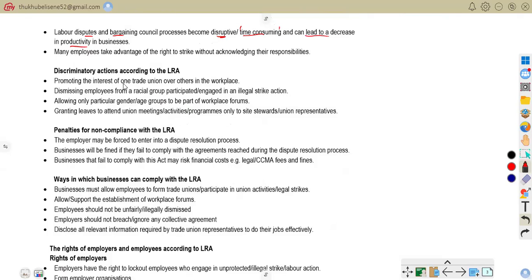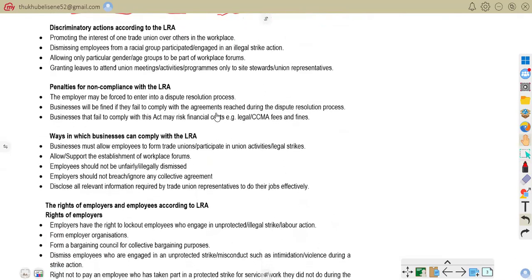So that is that. Many employees take advantage of the right to strike without acknowledging their responsibility. Some employees misuse the right to strike. So workers strike for issues that are not valid grievances. So that's what it means. So now let us go to the discriminatory actions according to the Labor Relations Act.